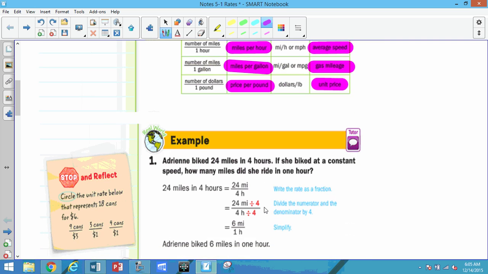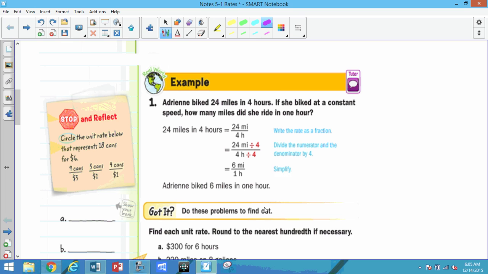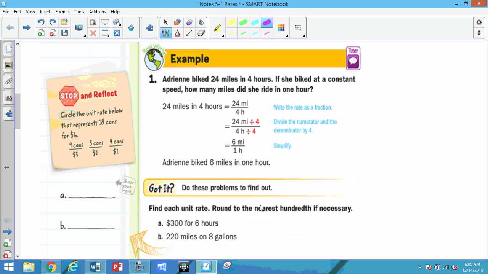Okay, so let's get to what you are going to have to accomplish in this lesson. This first example says that Adrienne biked 24 miles in 4 hours.